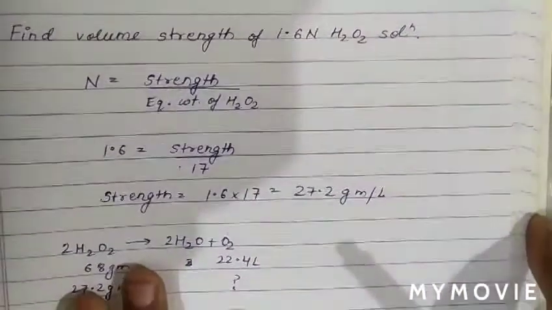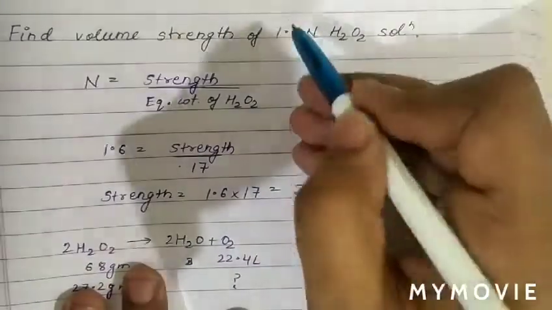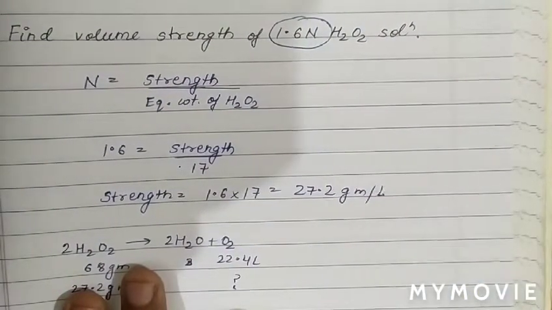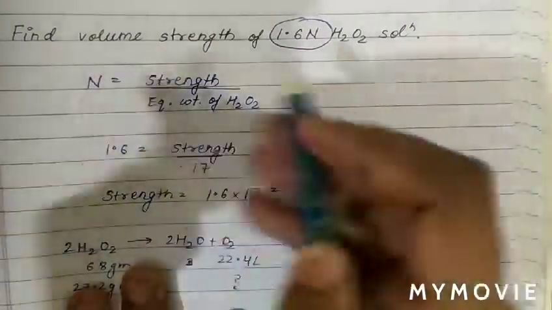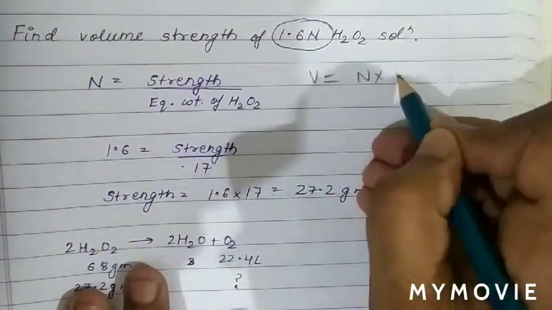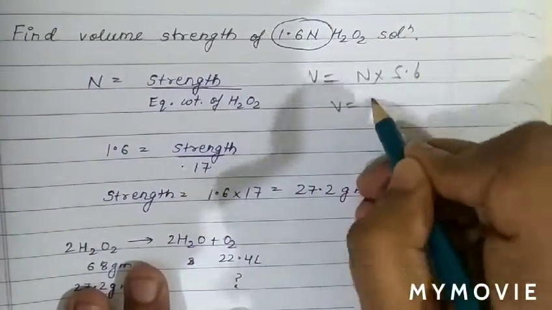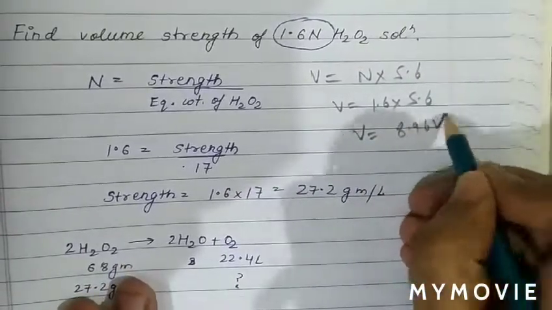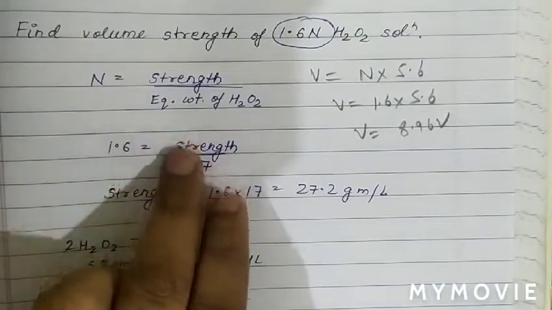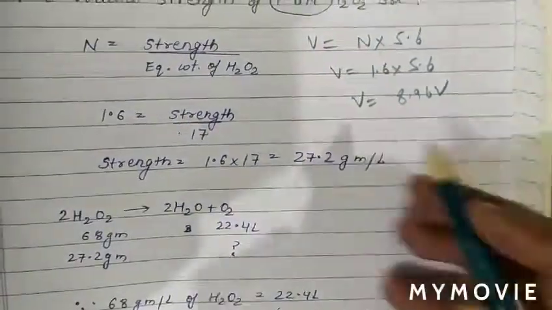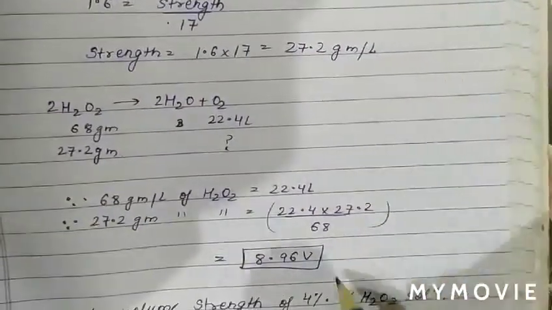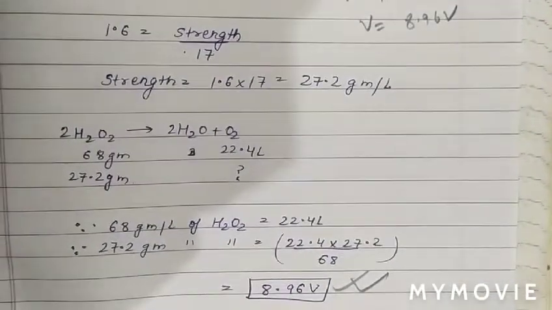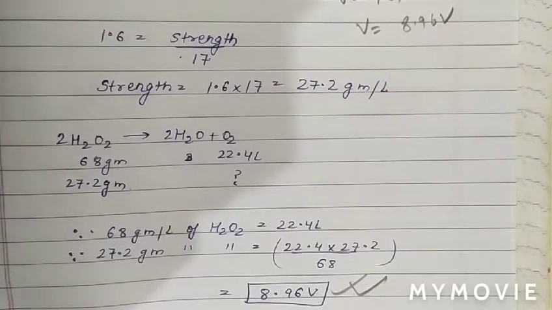Again use the shortcut. Now we have the normality of the solution, and we have to calculate the volume strength. We know volume strength is normality into 5.6. So it is very easy. Normality is 1.6 multiplied by 5.6, so we get 8.96 volume. You don't use the long method. Always use the shortcut. So the answer is 8.96. So all we have discussed in the hydrogen chapter, all topics about hydrogen.